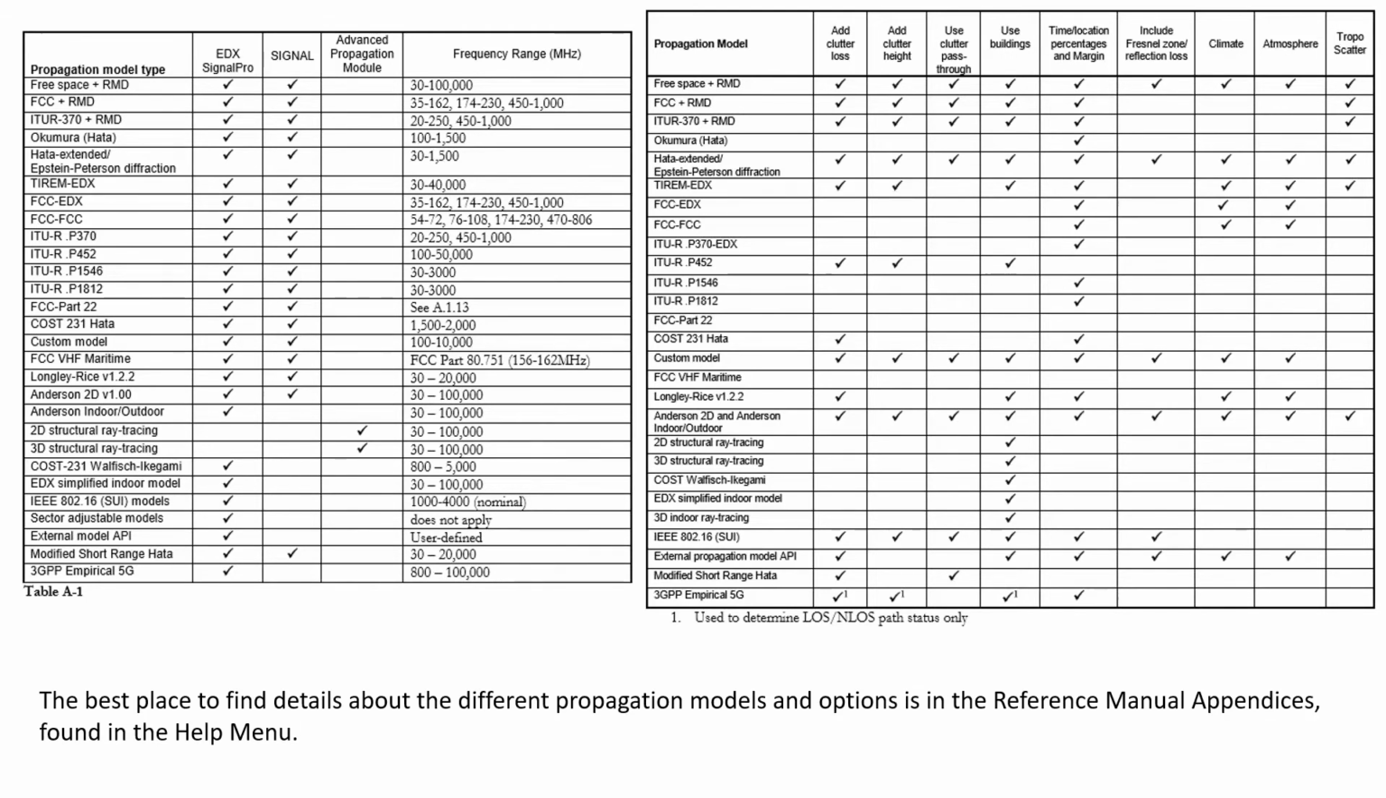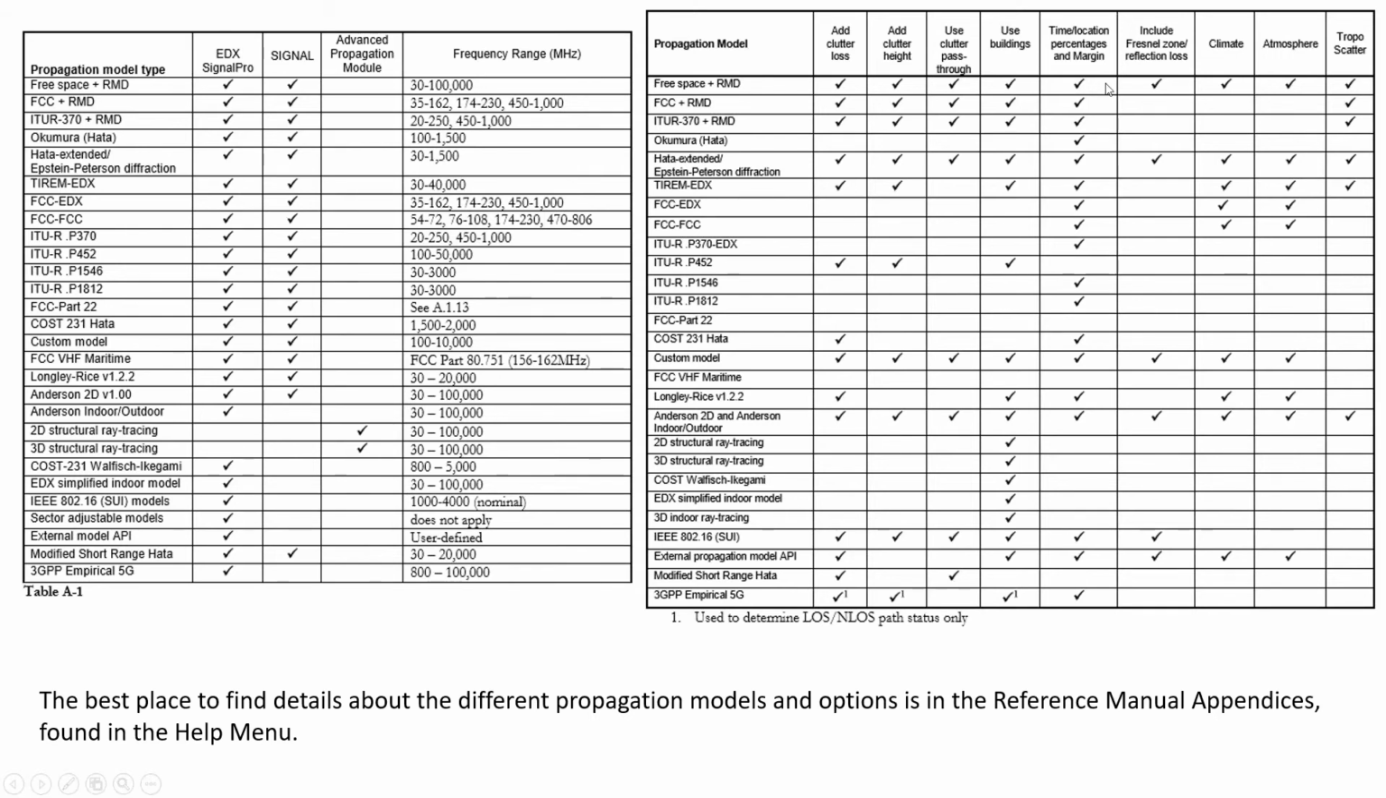In the reference manual appendices, which you can get to if you just go to help and reference manual appendices, the very first chapter is the chapter on propagation models, where we break down all of the model names that are available in SignalPro. We break down what frequency band they're appropriate for. And some of these models are absolutely not designed to go outside the frequency bands listed here.